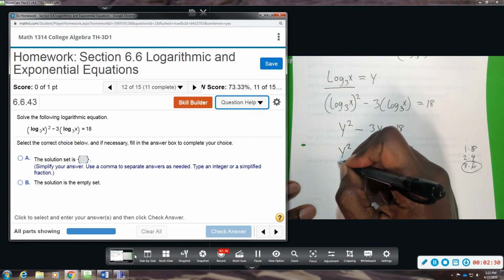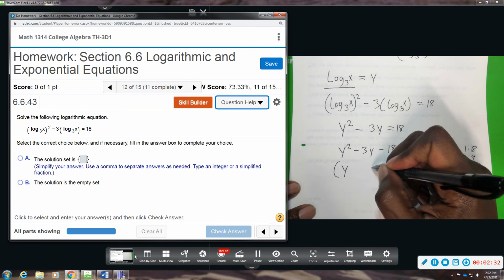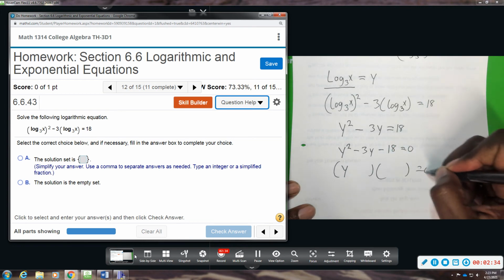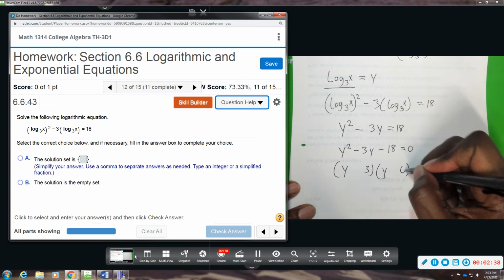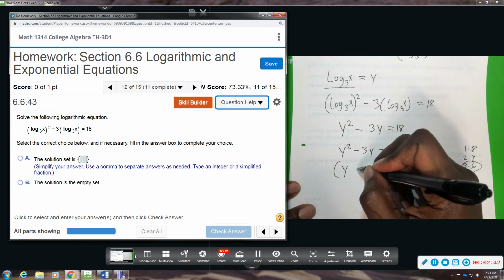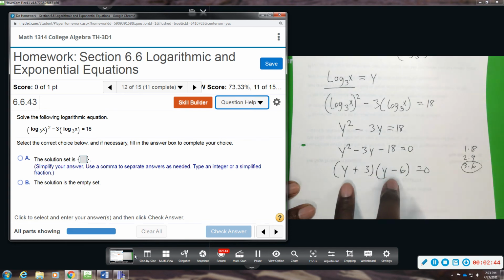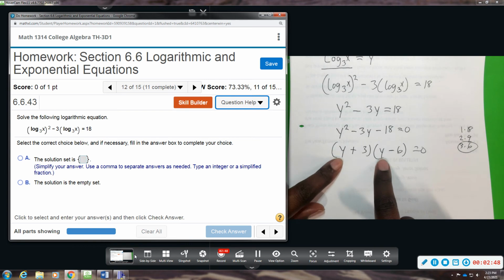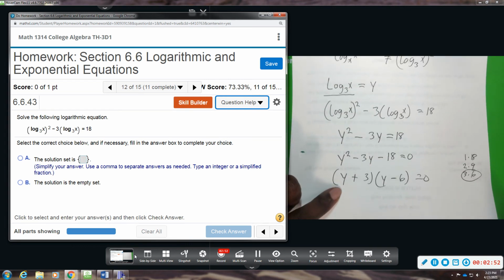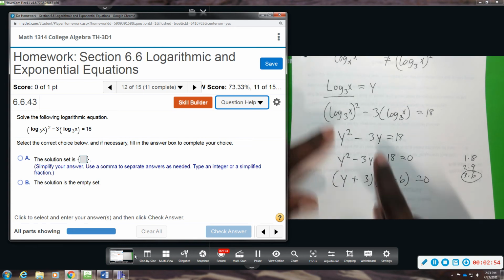So we're going to separate this as y and y, and then 3 and 6. First sign is the larger number. Second sign tells me they're different. All right, so these are my two expressions. Once we get the y's isolated, we can now replace them with our log expressions.